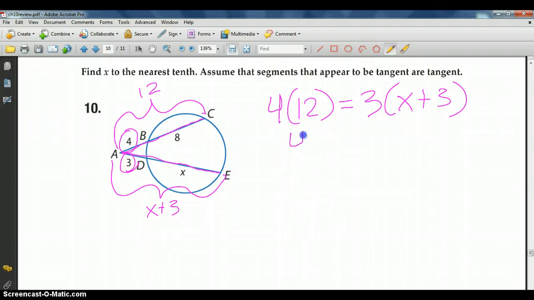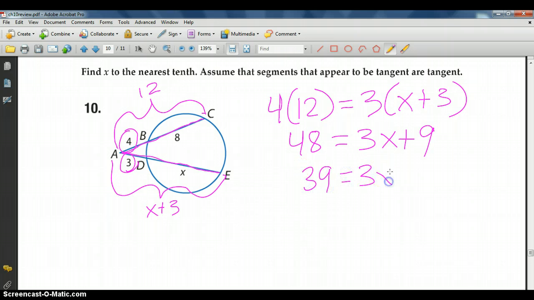So multiply and you get 48. Distribute and you get 3x plus 9. Subtract 9 from both sides and you get 39 is equal to 3x, and therefore x is equal to 13 if we divide both sides by 3.